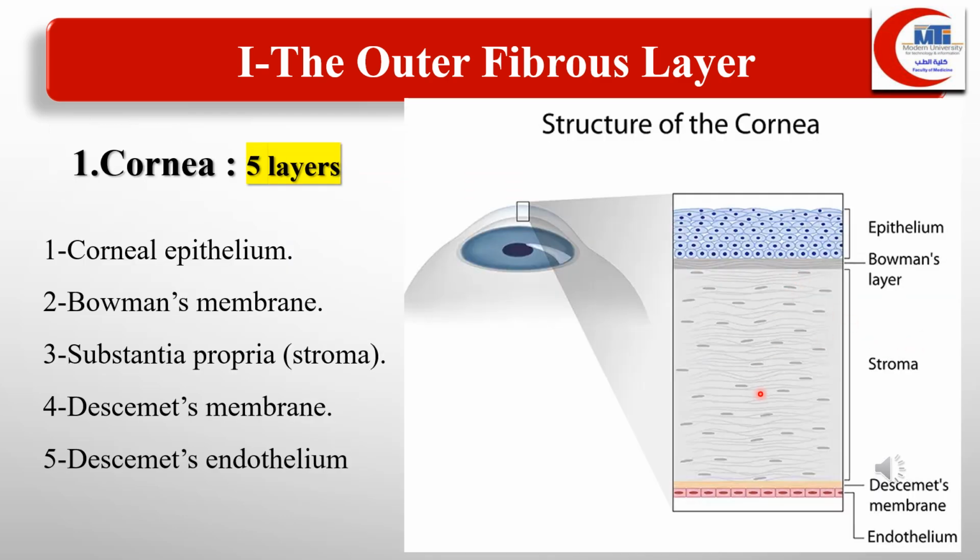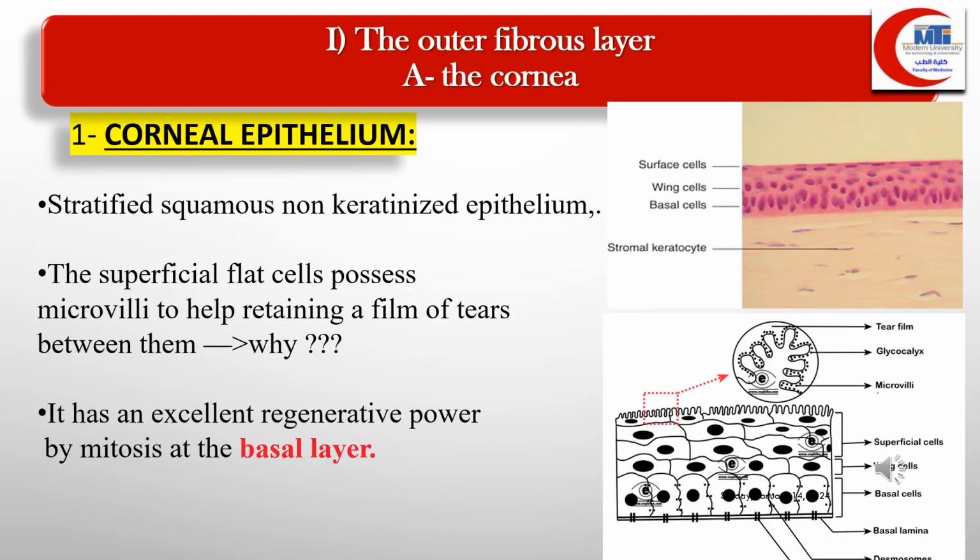The cornea is formed of 5 layers: the corneal epithelium, Bowman's membrane, substantia propria or stroma of the cornea, Descemet's membrane, and Descemet's endothelium. The first layer of the cornea is the corneal epithelium. It is formed of stratified squamous non-keratinized epithelium. It is about 5 to 6 layers thick, resting on a basement membrane.